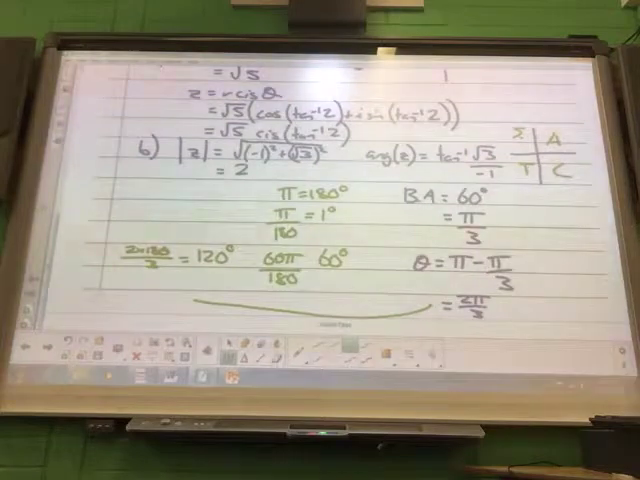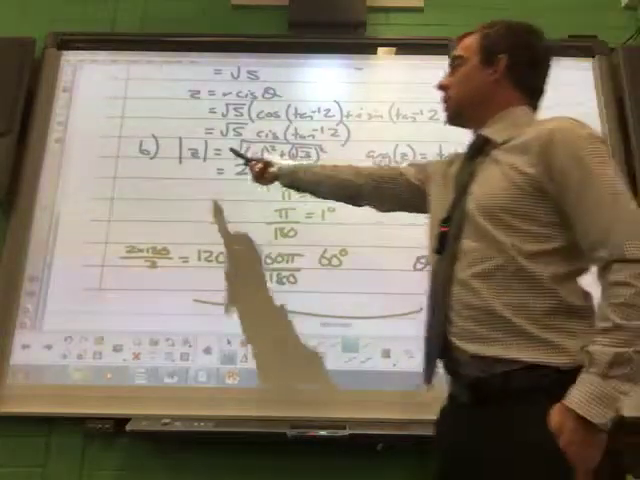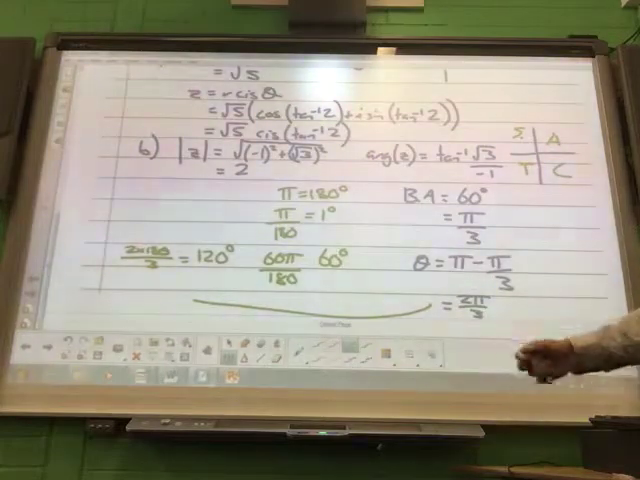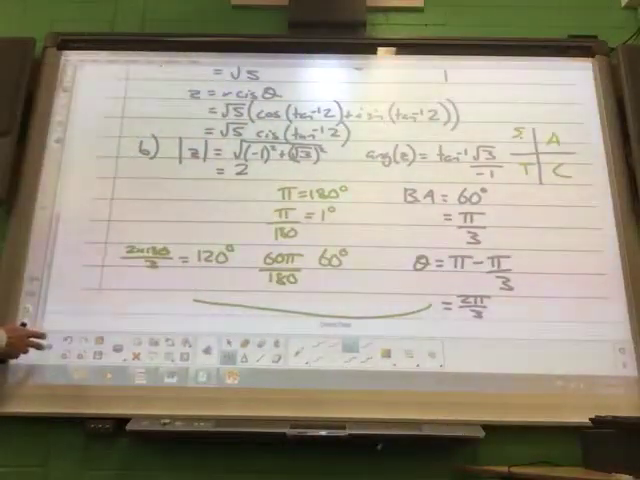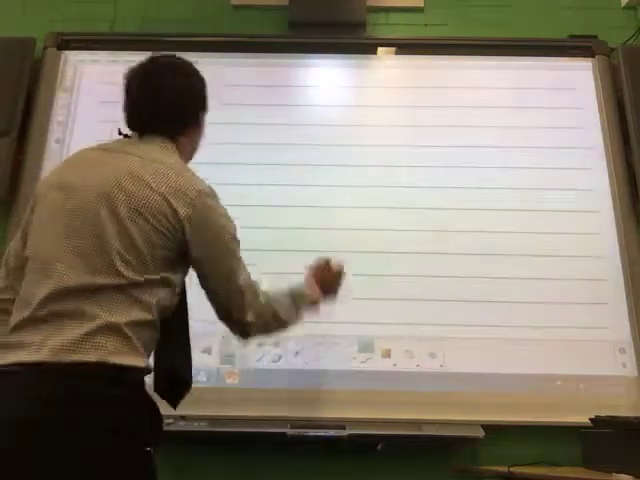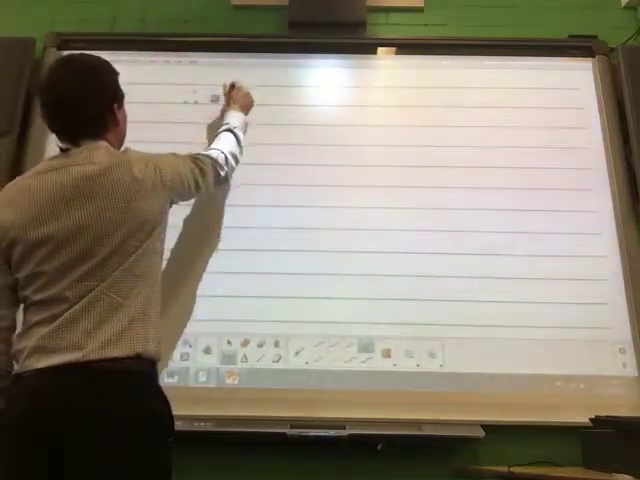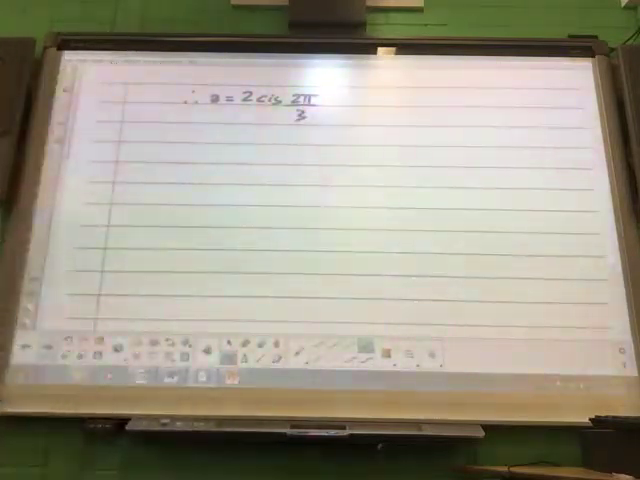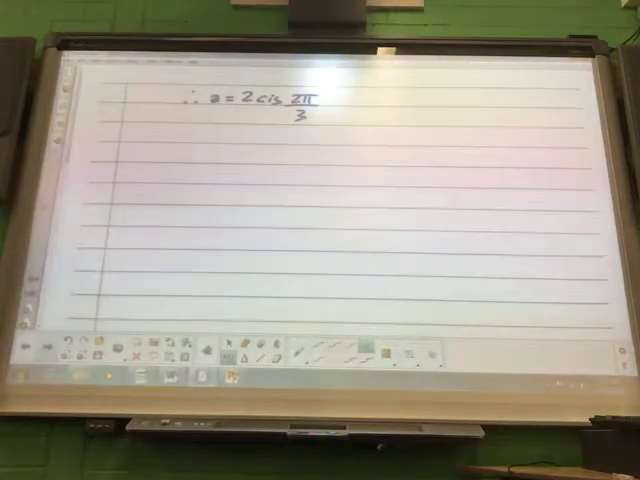Right, so did that make sense, what you were doing? So that means our modulus is 2, our argument is 2 pi on 3. That means our complex number represented in modulus argument form is z equals 2 cis of 2 pi on 3, for the angle in the second quadrant. And remember, cis of 2 pi on 3 is cos 2 pi on 3 plus i sine of 2 pi on 3.